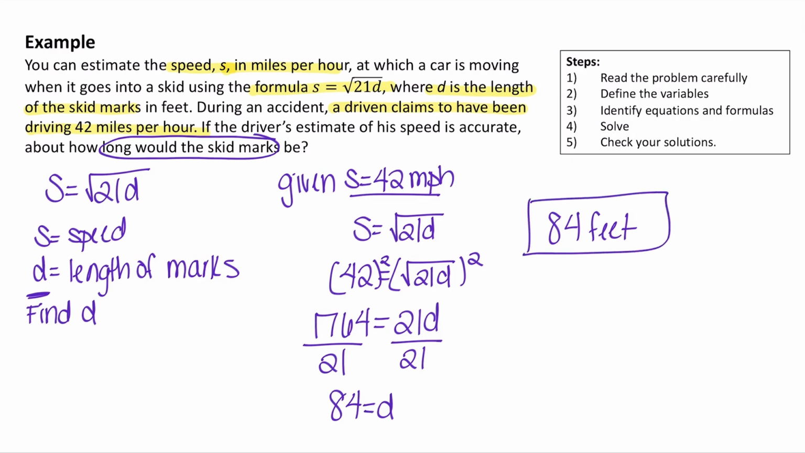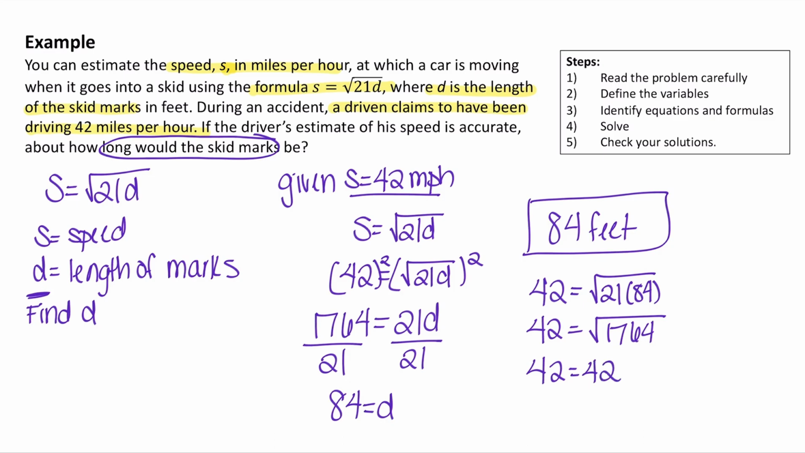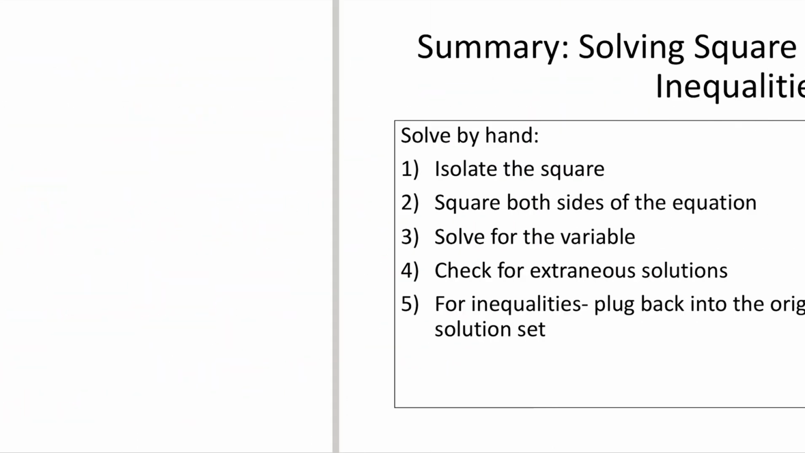Remember, you always want to go back and check your solutions. So we're going to say 42 equals the square root of 21 times 84. And that's telling us that 42 equals the square root of 1764, which does check. That is true. So we know that our solution is correct, and 84 feet is a reasonable value, right? It's positive. It makes sense in the context of the problem.